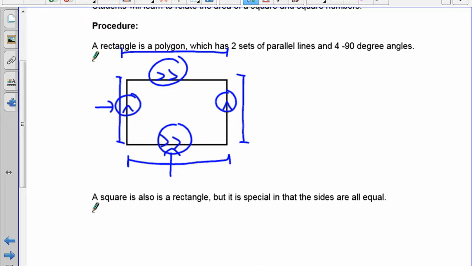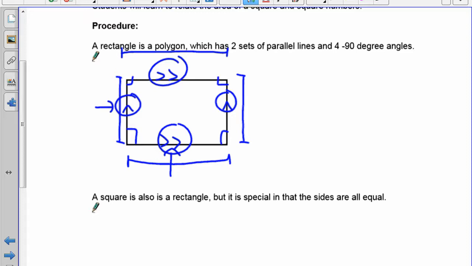Now it also says there's four 90-degree angles. If you look here, there's one here, there's one here, there's one here, and there's one here. This is the definition of a rectangle: four 90-degree angles and two sets of parallel lines.